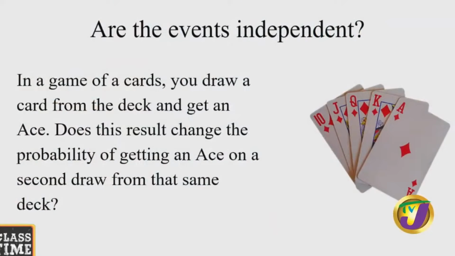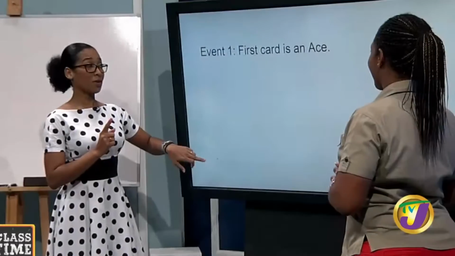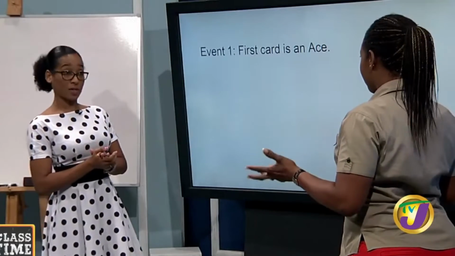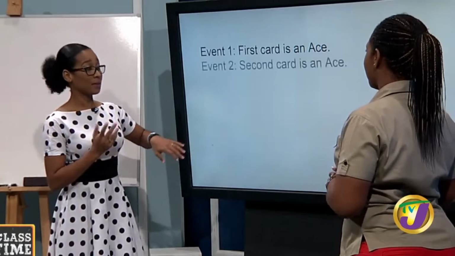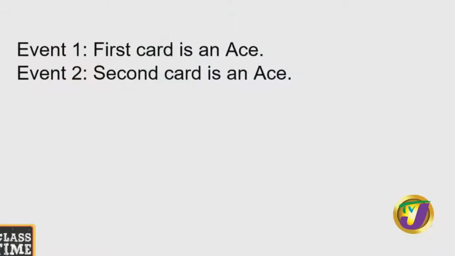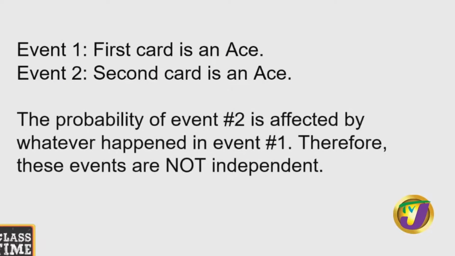It's not. Let's double check to see if we're on the right track. Event 1, first card, it's an ace. Event 2, the second card could be an ace. But the question is, does the probability of getting an ace on the second pull get affected by your first pull?